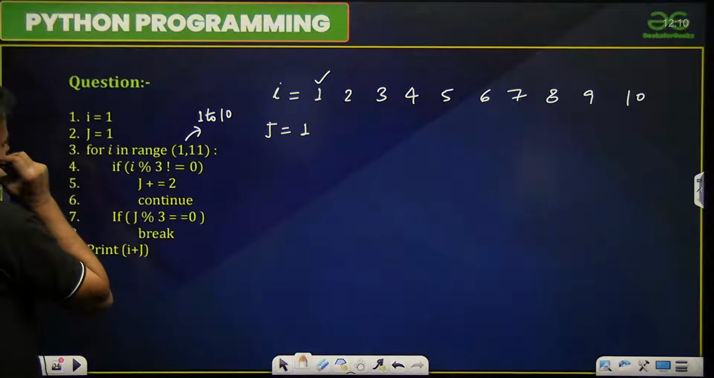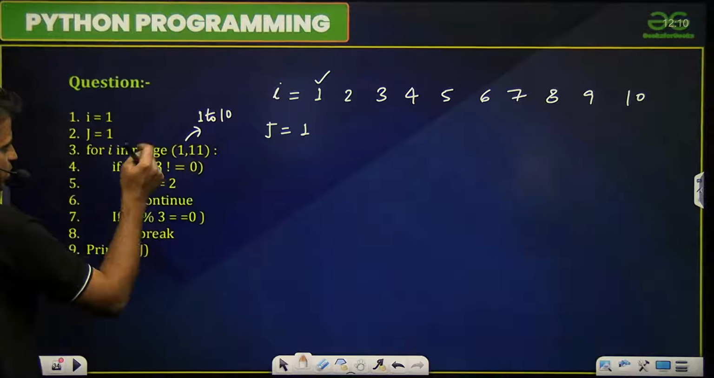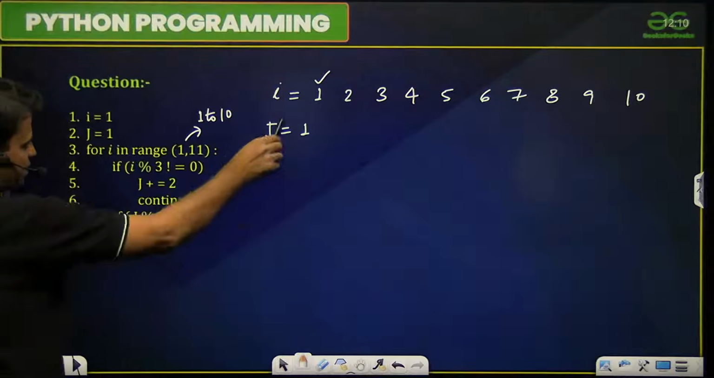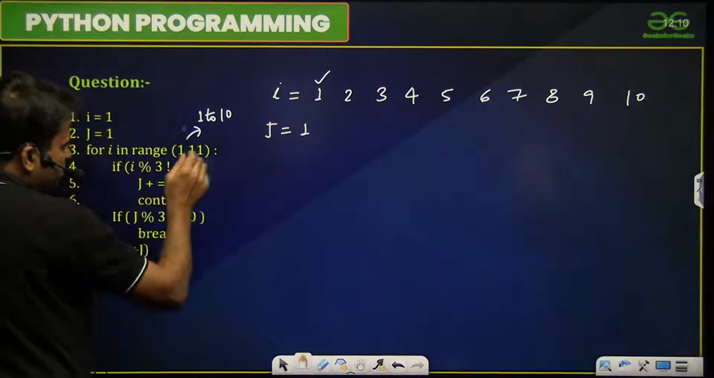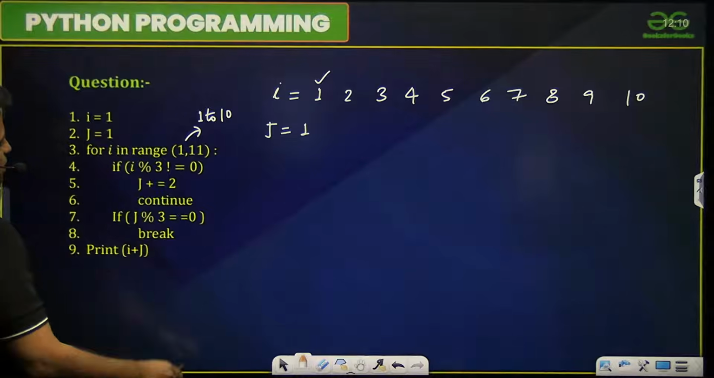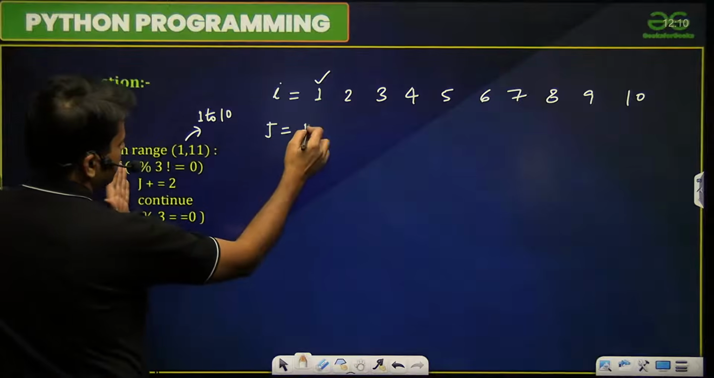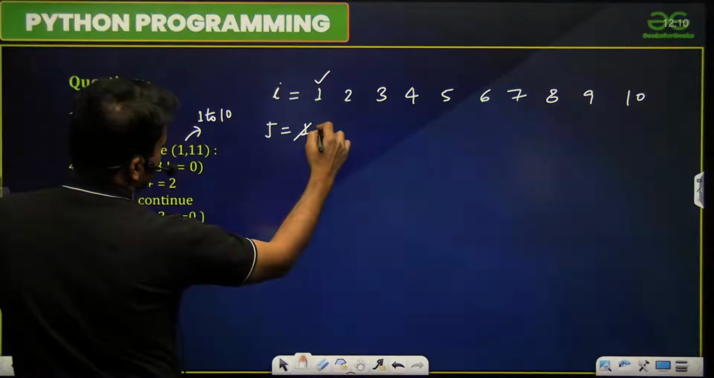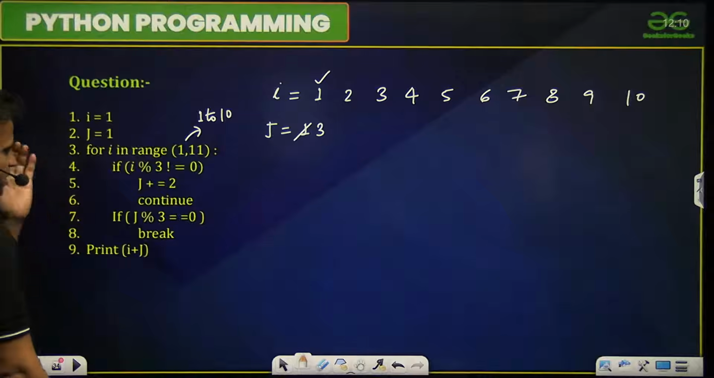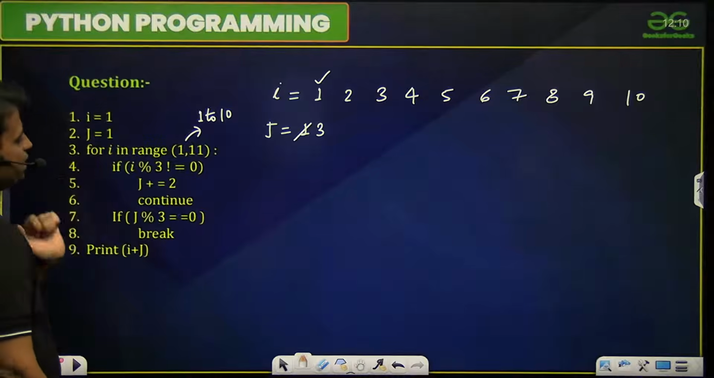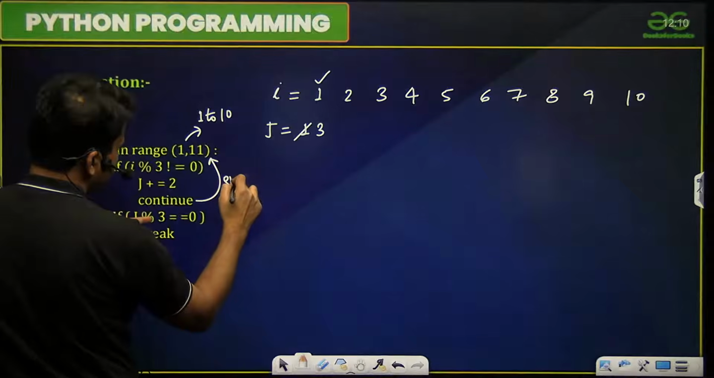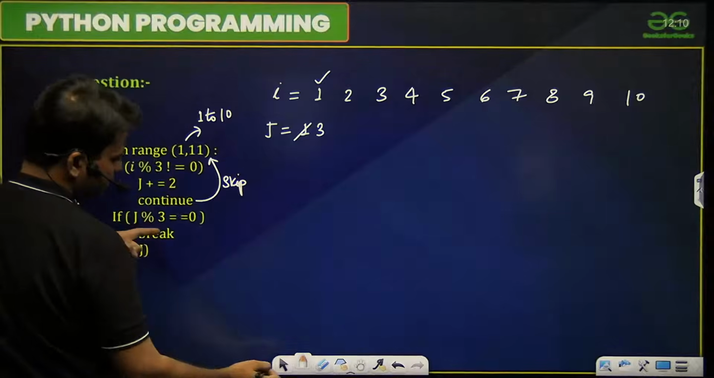For i in the range 1 to 11, i is already 1. i modulus 3 is not equal to 0? Yes, 1 modulus 3, the remainder is 1, and 1 is not equal to 0. So this is correct. So j equals j plus 2, it becomes 3. Understood? And then continue, which skips the current iteration and starts the next iteration.